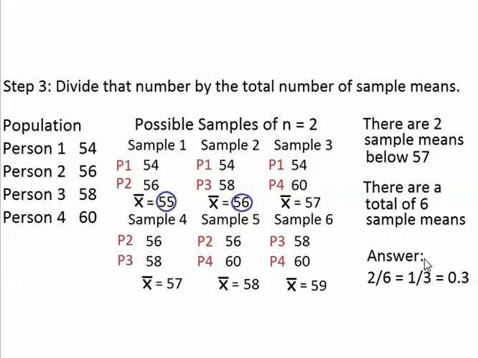If we wanted to, we could leave the answer as a fraction, and the answer would be 1/3. So the probability of randomly selecting a sample of 2 people from this population and getting a sample mean below 57 is 1/3 if you leave the answer as a fraction. That makes sense because, after all, 1/3 of the possible samples of 2 people have a sample mean that's below 57. If 1/3 of the possible samples of 2 people have a sample mean below 57, then the probability of getting a sample of 2 people with a sample mean below 57 is just 1/3.